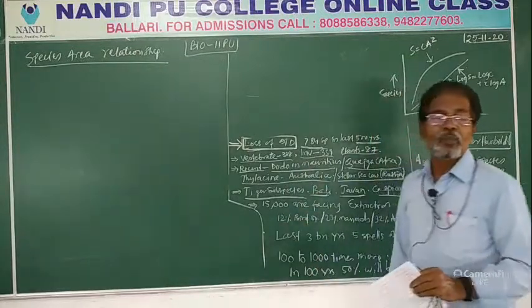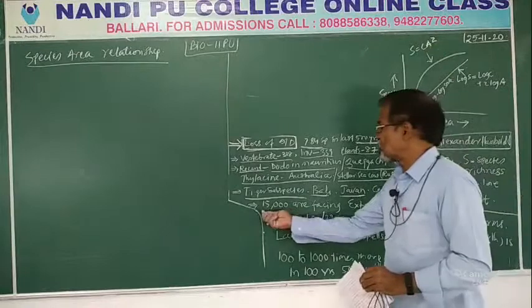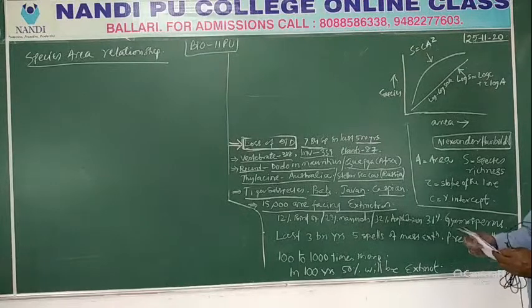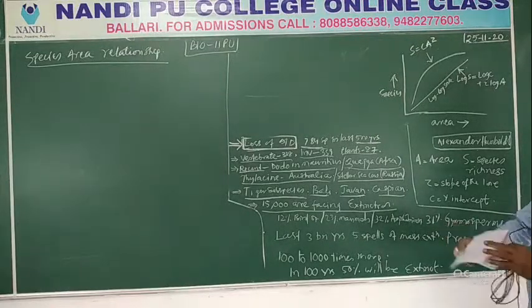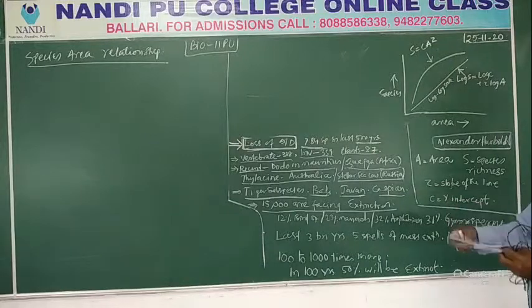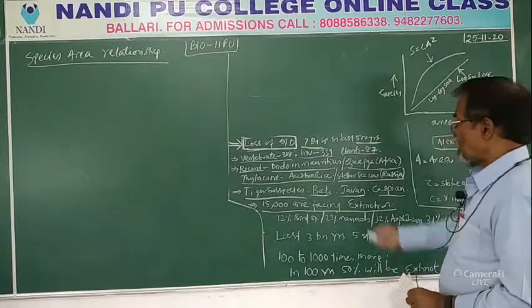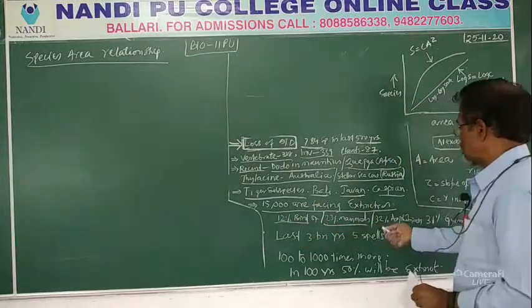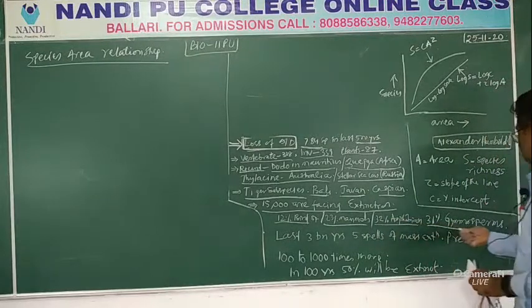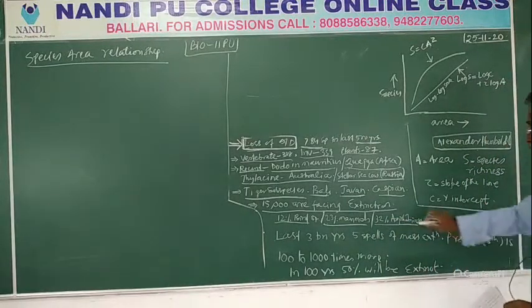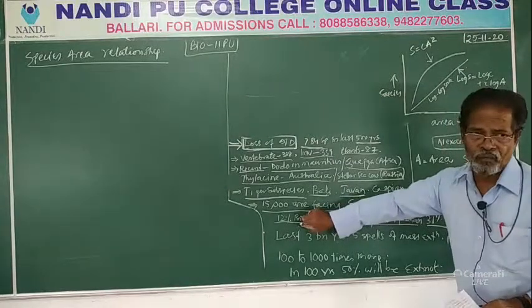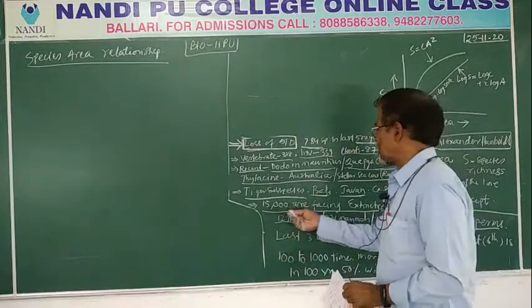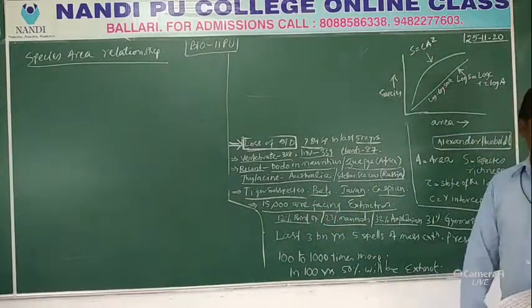Now, next, at present, how many species are in danger? 15,000 species are facing extinction. Remember, very, very important: 15,000 species are facing extinction. Out of this 15,000, 12% are birds, 23% mammals, 32% amphibians, 31% gymnosperms. Please see, this data is very important for you. I will repeat once again: as of today's date, we have 15,000 species facing extinction.